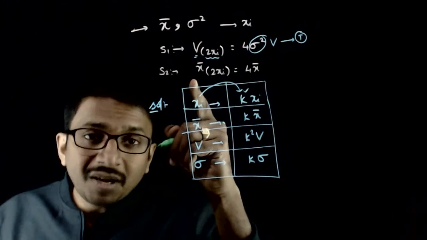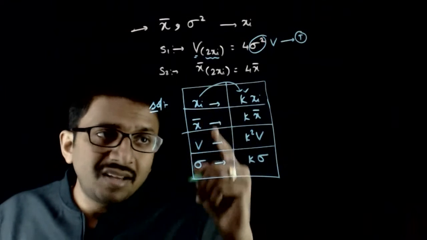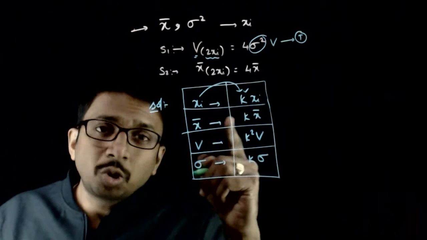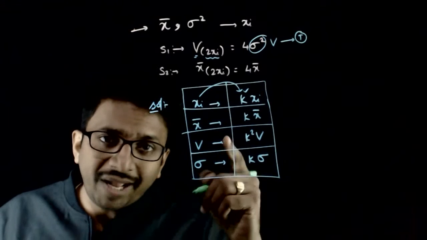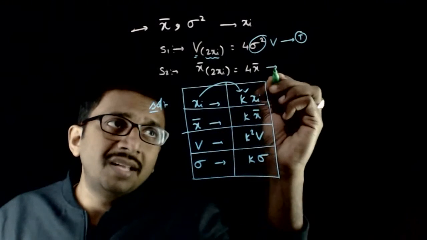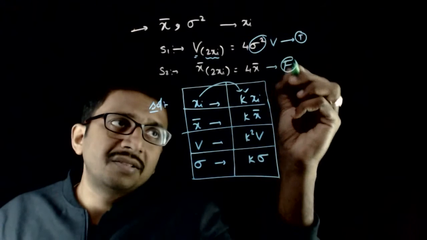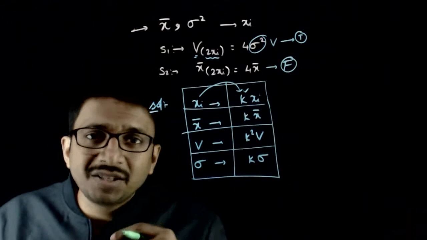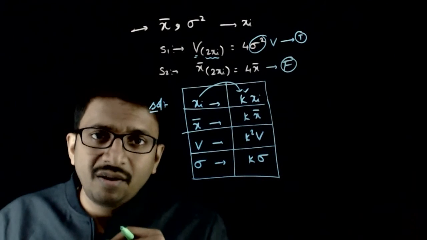And what does the mean become? Mean of 2xi is, according to this theory, 2 times the original mean. But here it is given that it is 4 times the original mean. And this is false. So the first statement is true. The second statement is false.